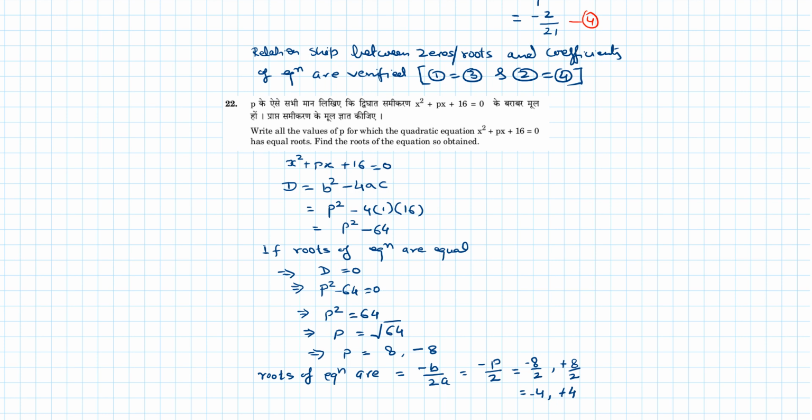Since we have that, b is basically this one, a is basically the coefficient of x square, that is 1, so b is minus p, b is equal to p, sorry, b is equal to p here.